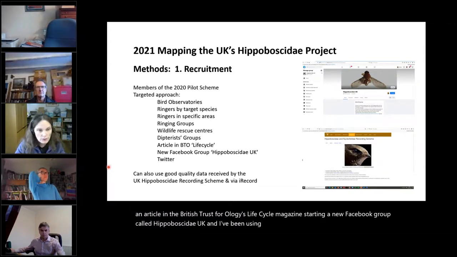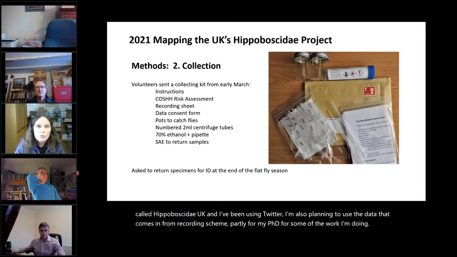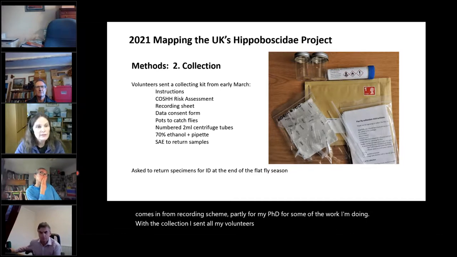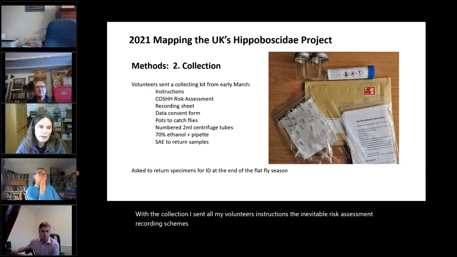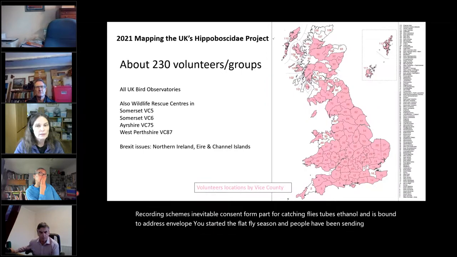I'm also planning to use the data that comes in from the recording scheme partly for my PhD, for some of the work I'm doing. With the collection, I sent all my volunteers instructions, the inevitable risk assessment, recording schemes, inevitable consent form, pots for catching flies, tubes, ethanol, and a stamped addressed envelope at the start of the flat fly season. And people have been sending me flies quite regularly.